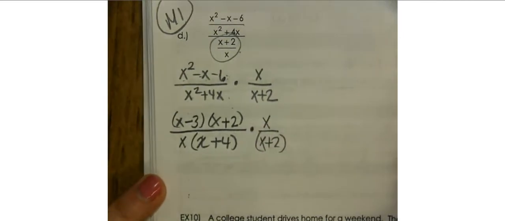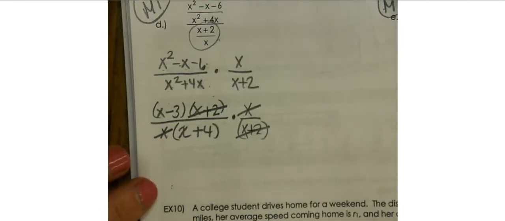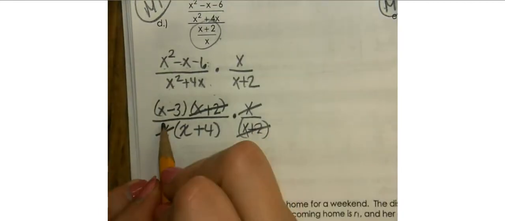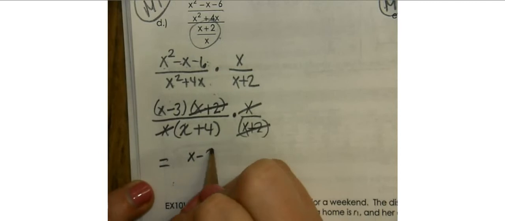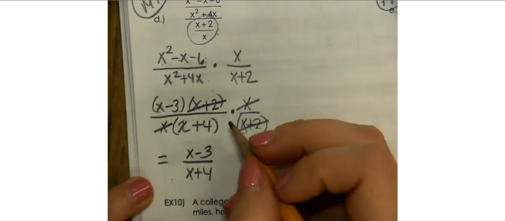Then I'm going to write times x over x plus 2, and I'm going to put that x plus 2 in parentheses as well. Anything that's the same on the top and the bottom will get eliminated. So the x plus 2's will get eliminated, and so will the x's. Our leftovers is an x minus 3 in the numerator and an x plus 4 in the denominator. That is our answer.